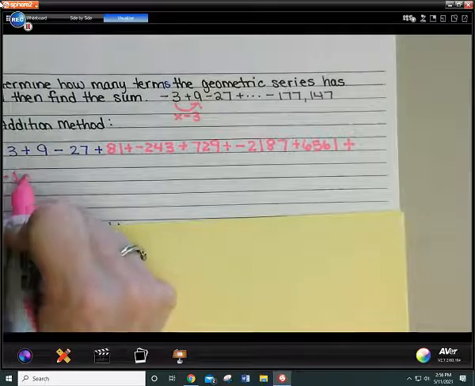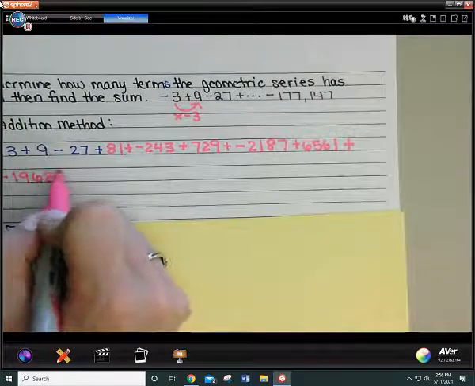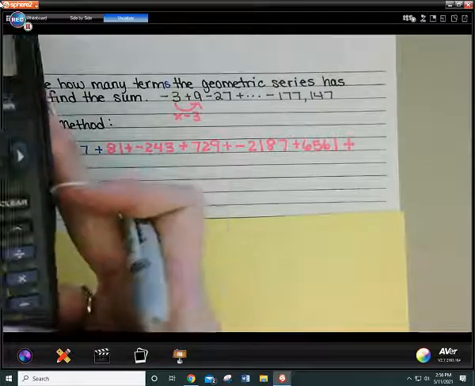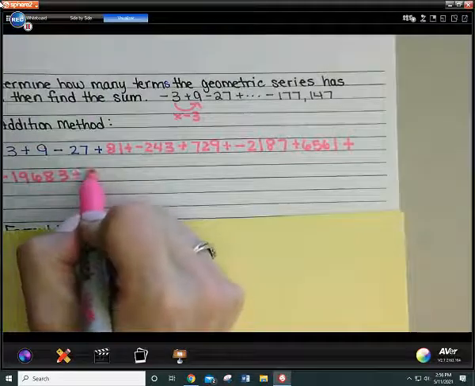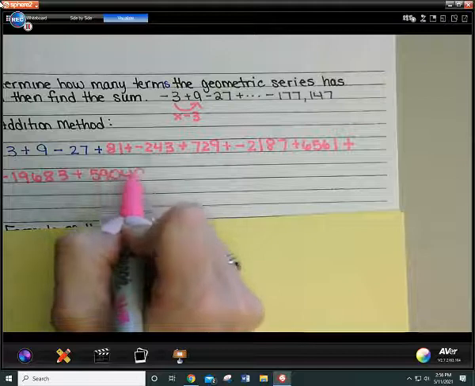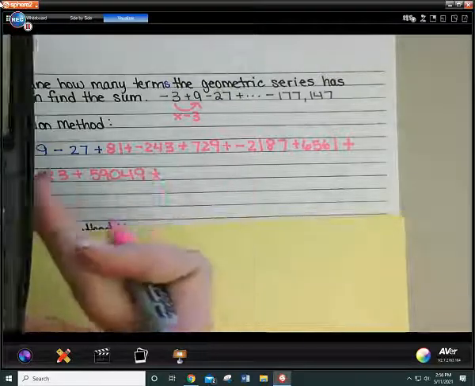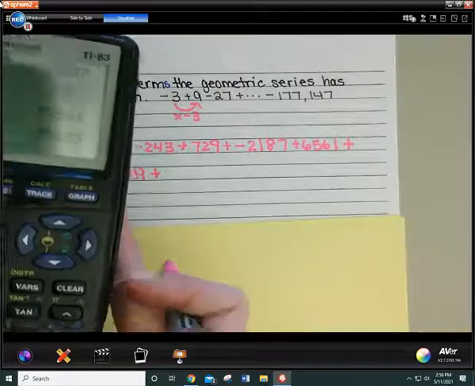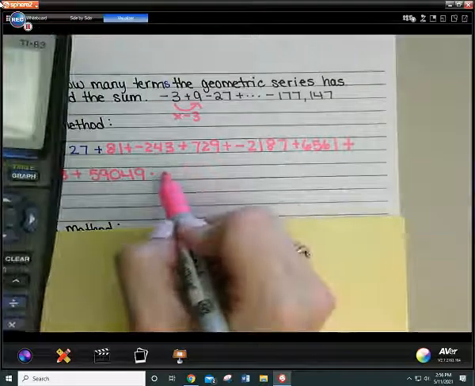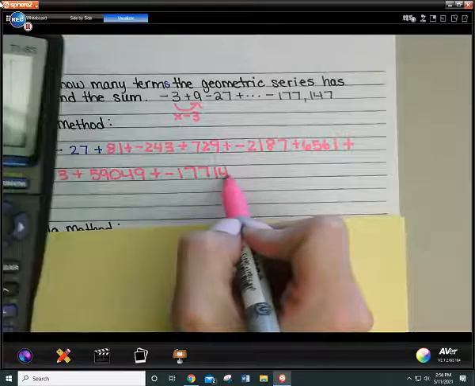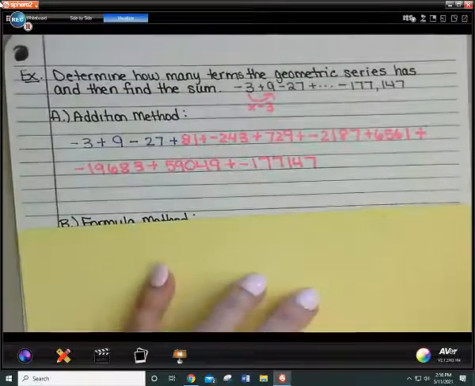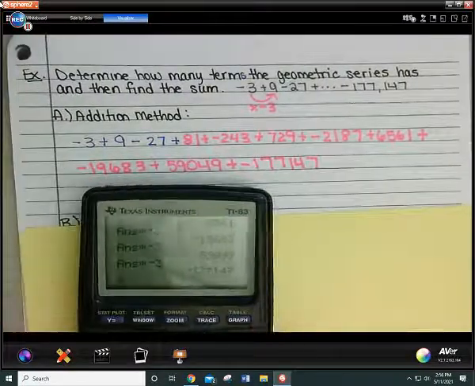Okay, so we get -19,683. I'm going to take that times -3, and I get 59,049 plus, I'm going to take that times -3, and I get -177,147. And then I get to just type it all in and add it up.